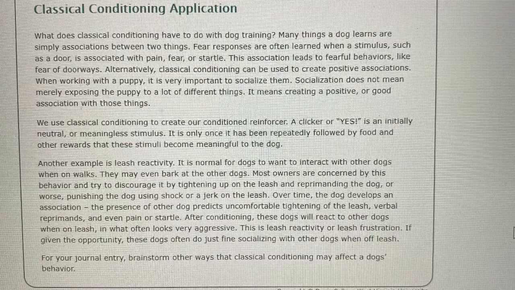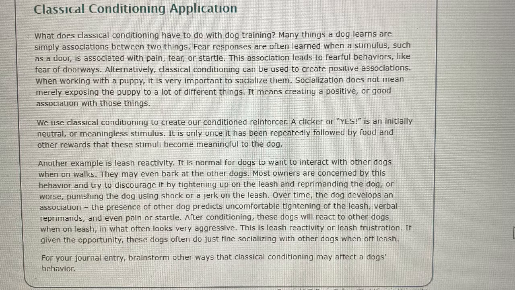Classical conditioning application. What does classical conditioning have to do with dog training? Many things a dog learns are simply associations between two things. Fear responses are often learned with a stimulus, such as a door associated with pain, fear, or startle. This association leads to fearful behaviors like fear of doorways.